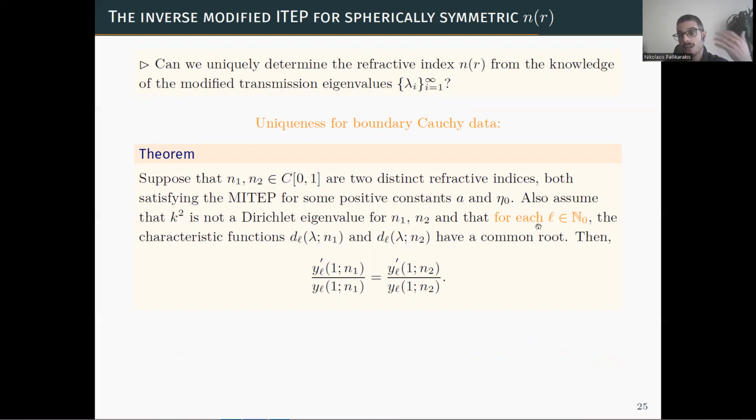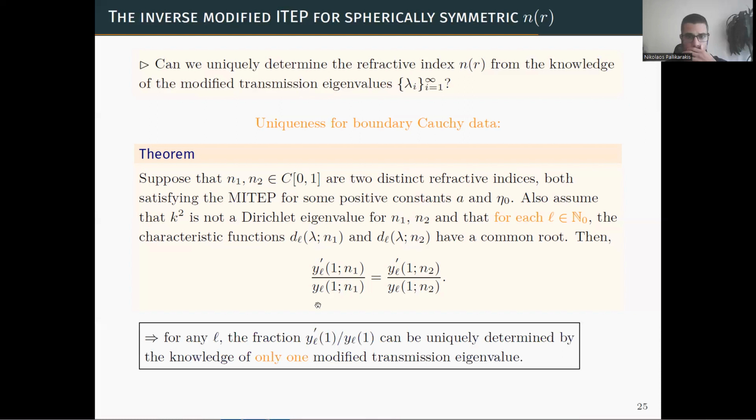When, for each order, the characteristic functions of the refractive indices have a common root, then the corresponding Cauchy boundary data and the fractions of the boundary Cauchy data are equal. In simple words, this means that for every order, the fraction of the Cauchy data can be uniquely determined by the knowledge of only one modified transmission eigenvalue, and this can be done for each order separately.